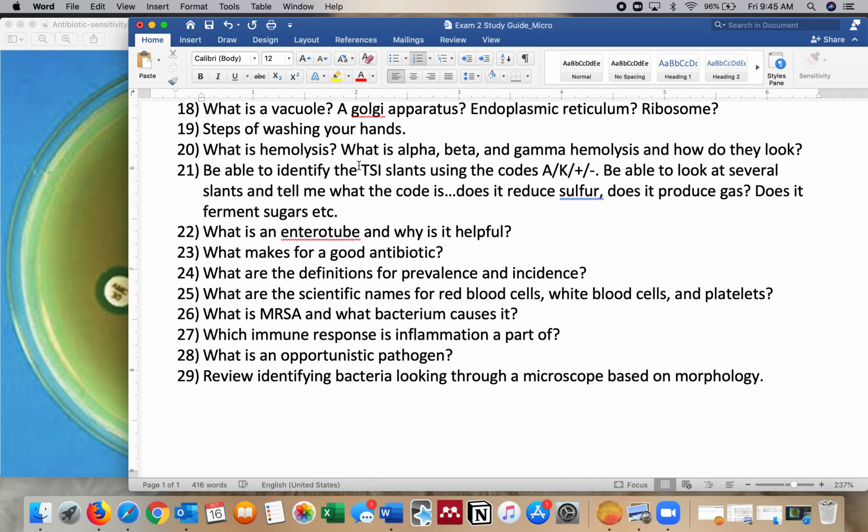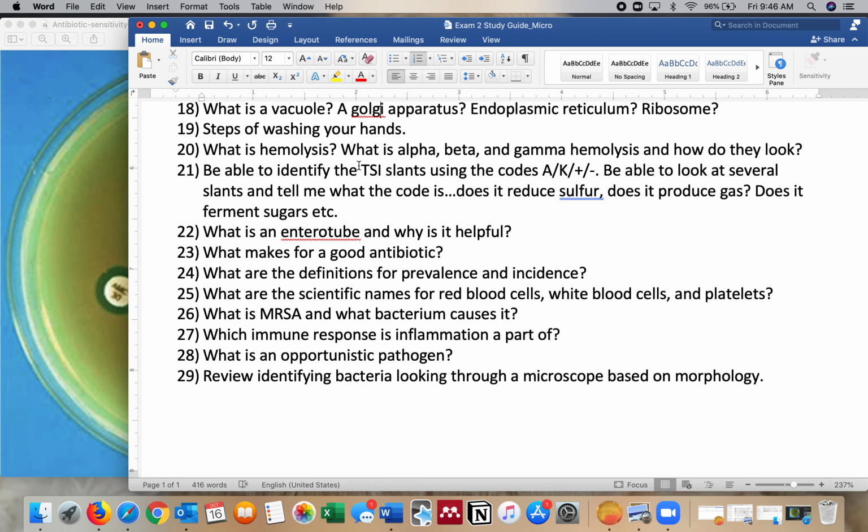What is a vacuole? A Golgi apparatus, endoplasmic reticulum, ribosome. Another thing to know is the cytosol and the cytoskeleton. All of this is, I believe, also in Lab 5. And also, this is something that you guys should have covered in micro lecture, like the first or second day of class. These are just components of the cell.